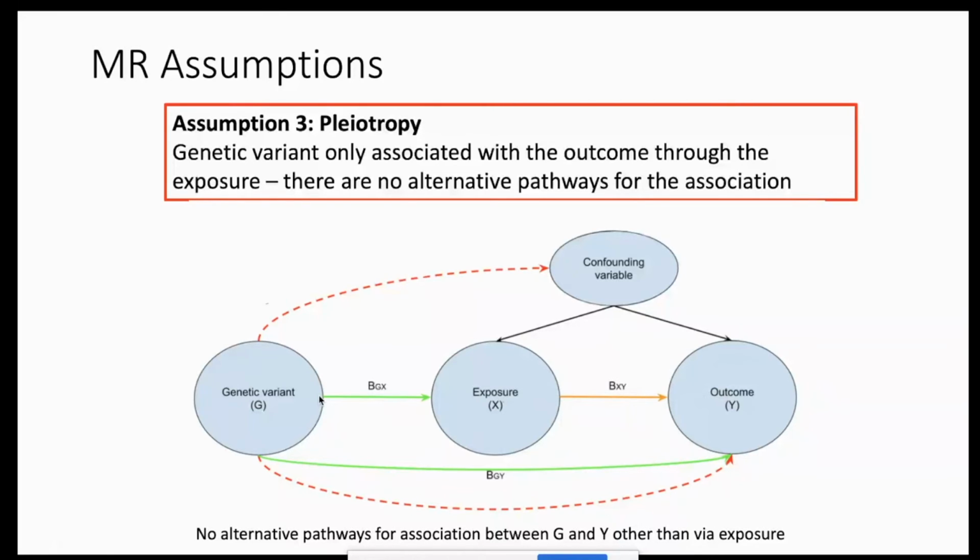genetic variant, and it would mean that the association between this genetic variant and the outcome is operating through an alternative pathway, and this is known as pleiotropic pathways. So we're talking about the concept of pleiotropy, meaning that there are alternative pathways for the association between the genetic variant and the outcome. But for Mendelian randomization, a key assumption is that the genetic variant can only associate with the outcome through the exposure of interest.